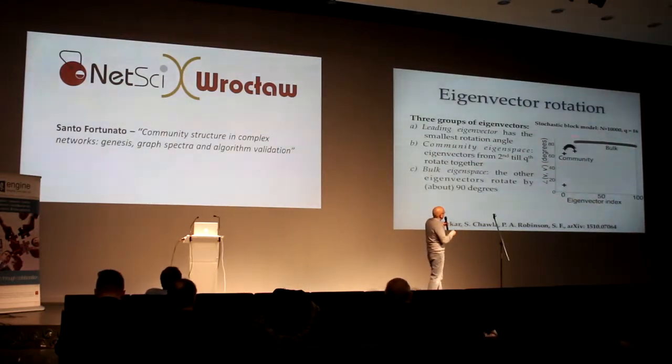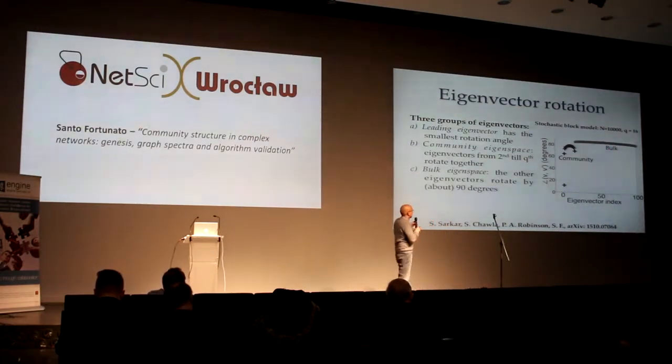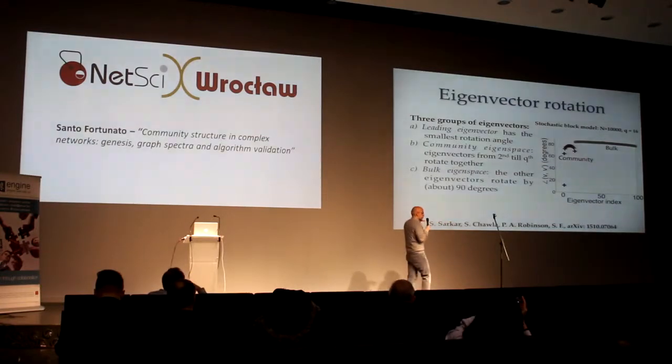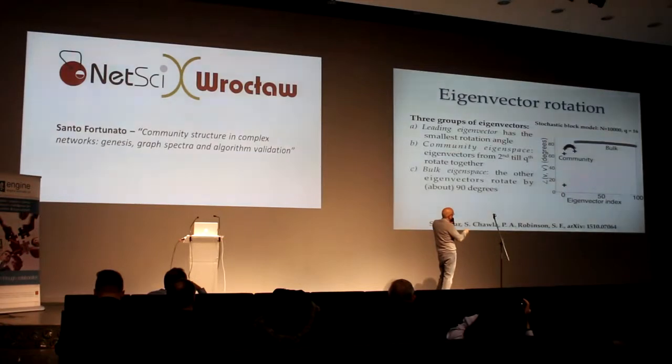So this is a stochastic block model. It's a system that we know has blocks. The blocks are 16, and there are 10,000 nodes, so it's not so small. And we take here the first 100 eigenvectors. On the x-axis you have the index of these eigenvectors. So this is the leading eigenvector, and then the second, the third, and so on, all the way to the hundredth largest eigenvalue.